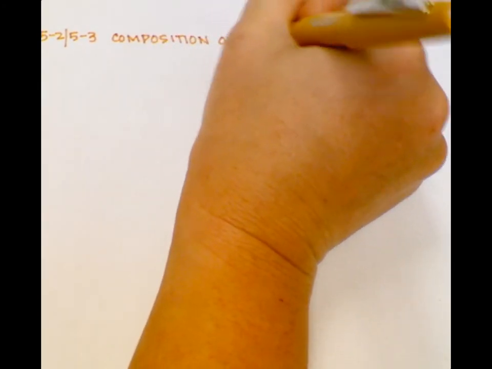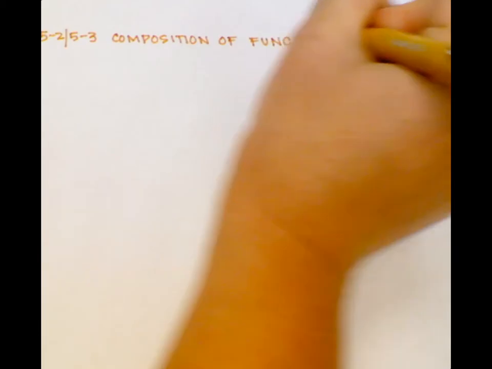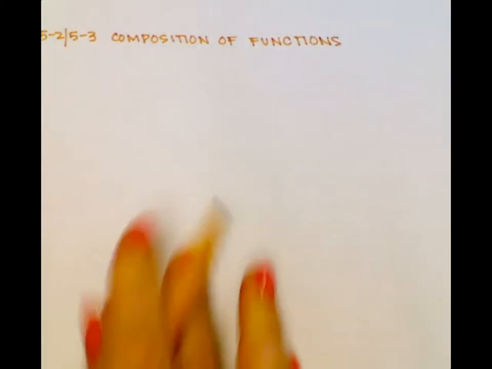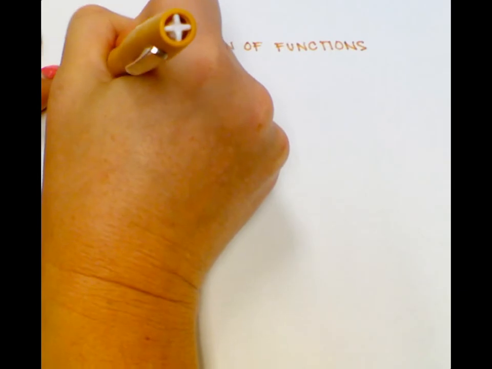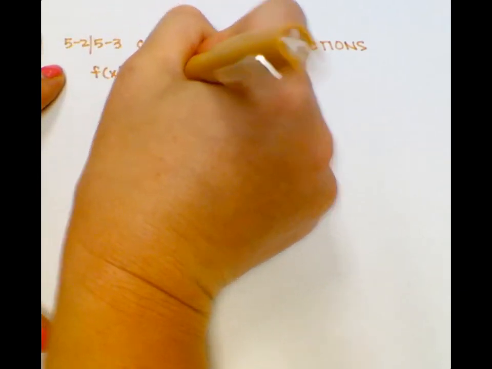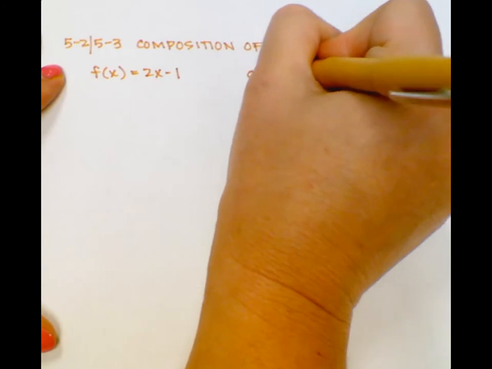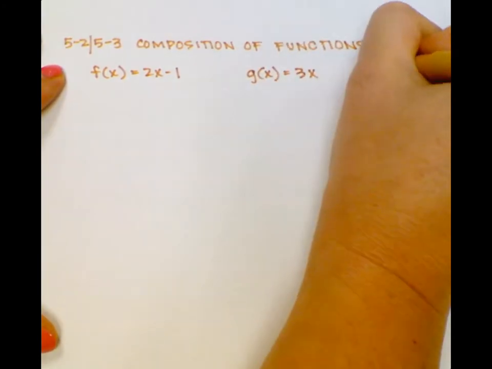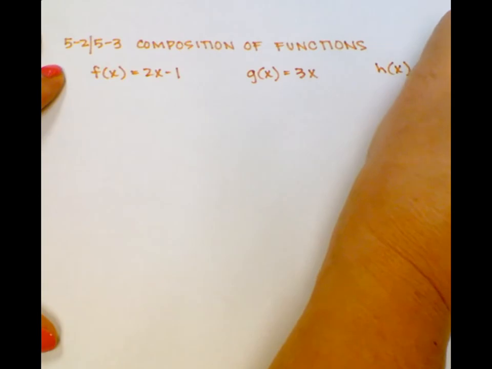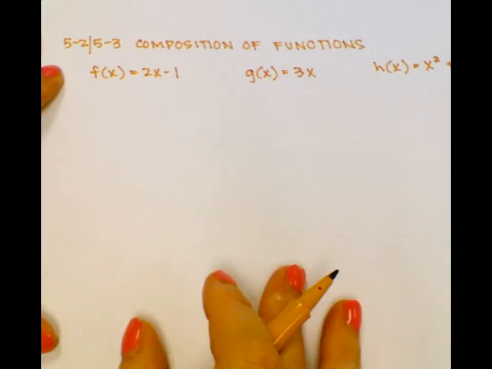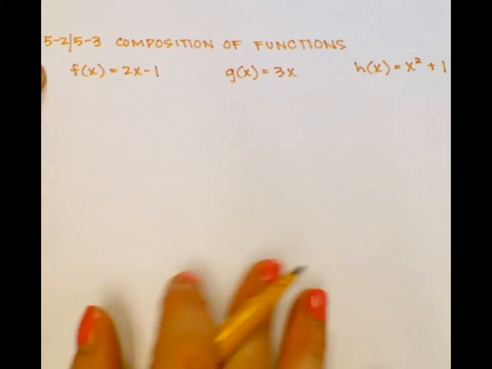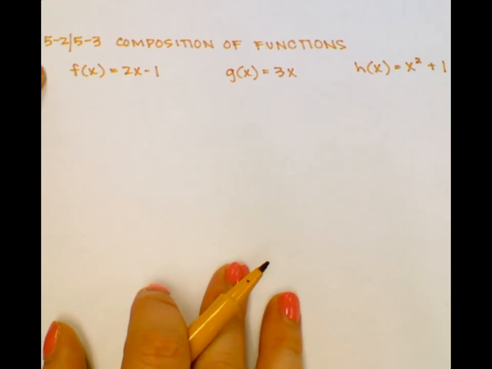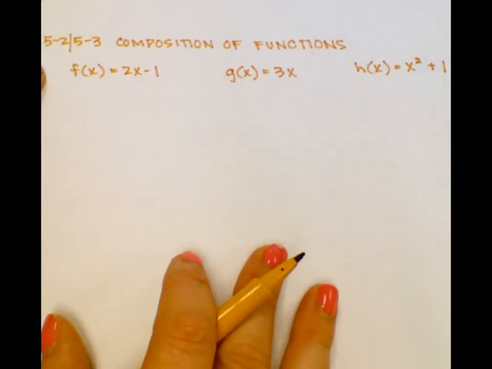All right, so let me kind of explain what composition of functions means. We're going to be given two functions, two equations, or more. I think this first one I'm going to give you three. f of x is 2x minus 1, g of x is equal to 3x, and h of x is equal to x squared plus 1. So I'm giving you three total functions. We can combine them in such a way that the outputs of one function become the inputs of the other. So this action is defined as a composition function.